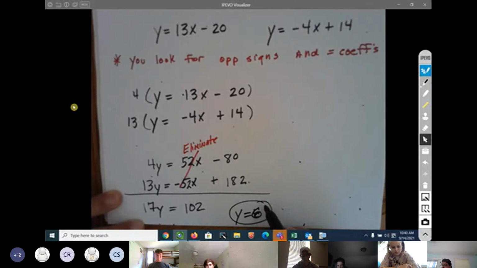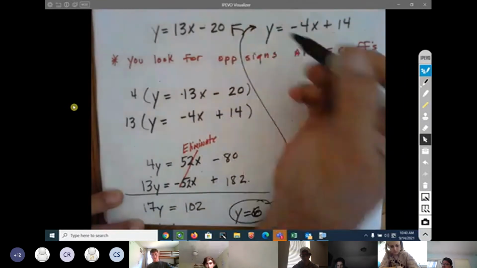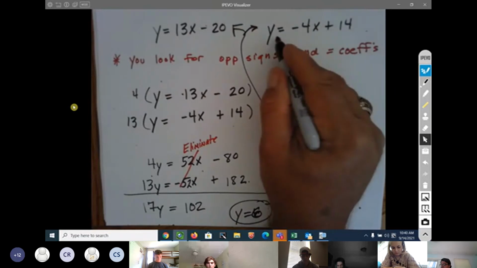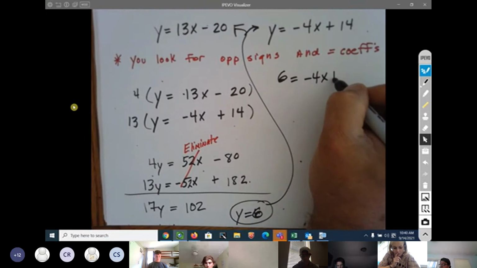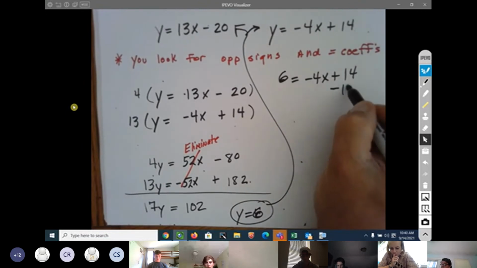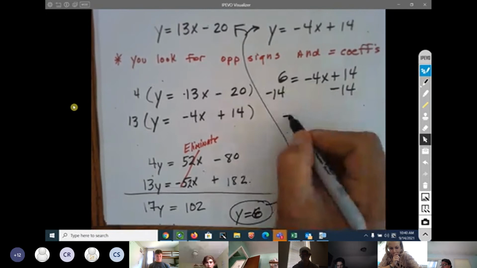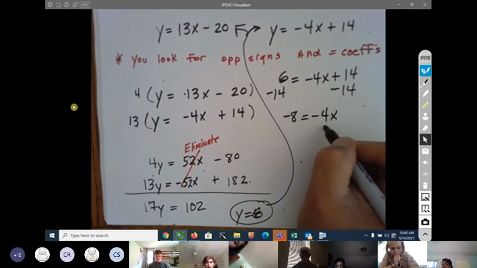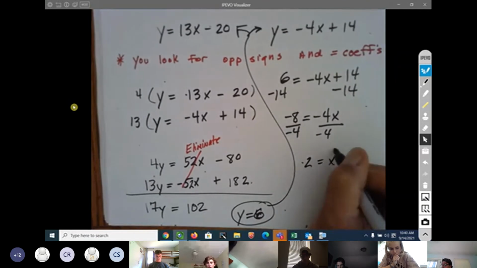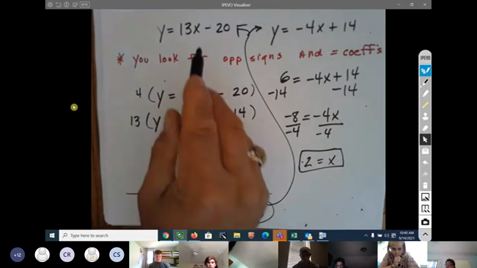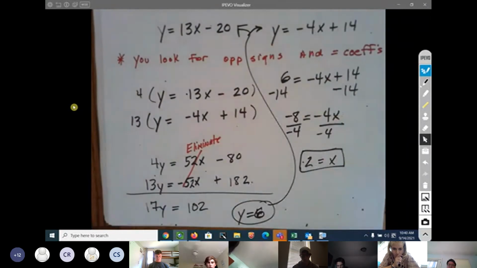And you back substitute into one of these, so we'll back substitute into this one. 6 is equal to negative 4x plus 14. Minus 14, minus 14. Negative 8 is equal to negative 4x. Divide by negative 4. 2 is equal to x. So these two lines cross at (2, 6). Now all three of those, y'all should remember that from Algebra 2.